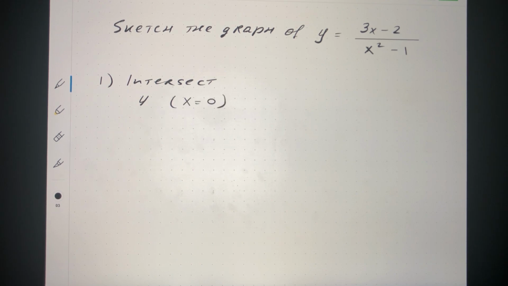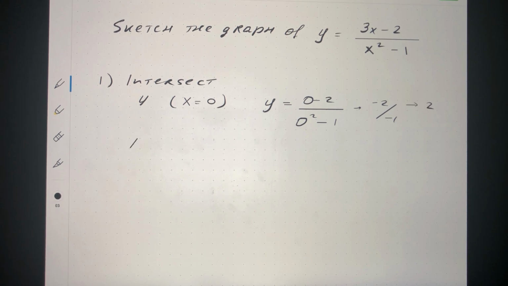If x is 0, that means we have y equals 0 minus 2 divided by 0 squared minus 1, which is negative 2 over negative 1, which is 2. So the y-intercept is 2.